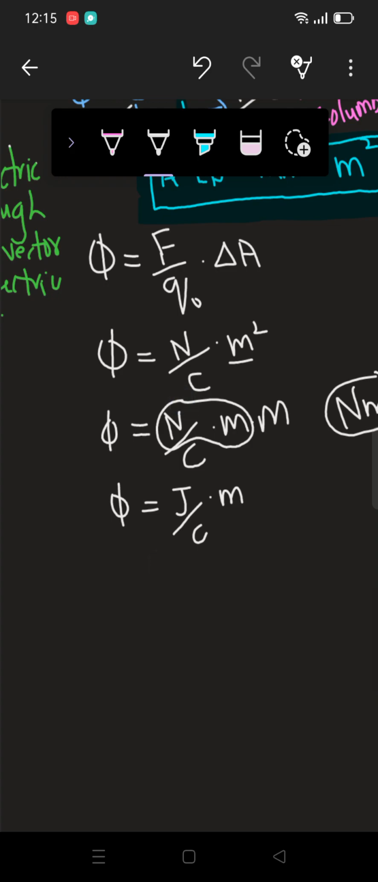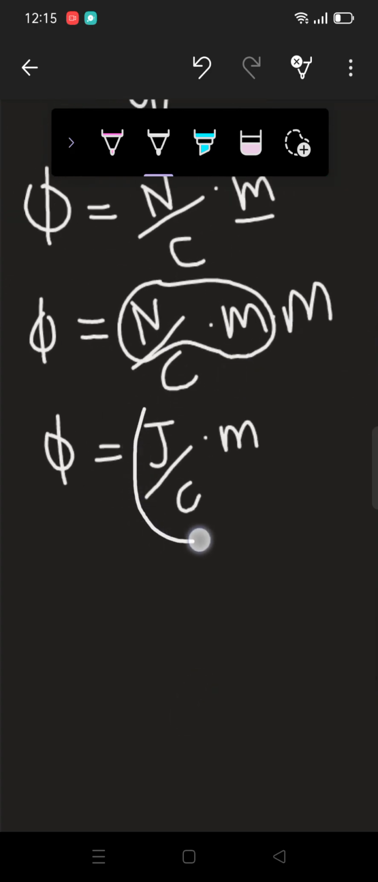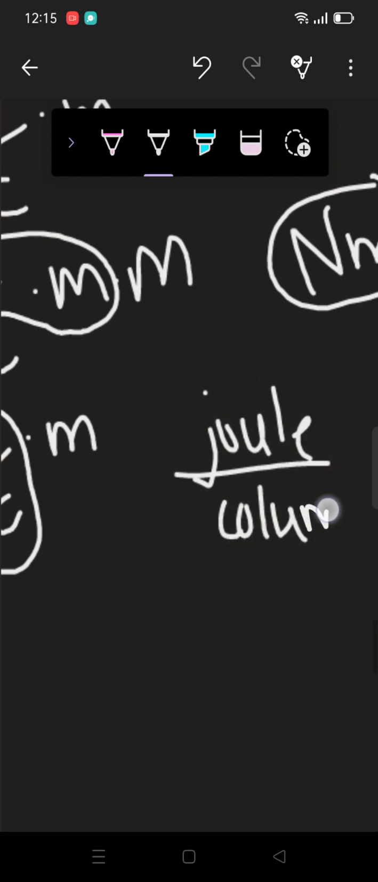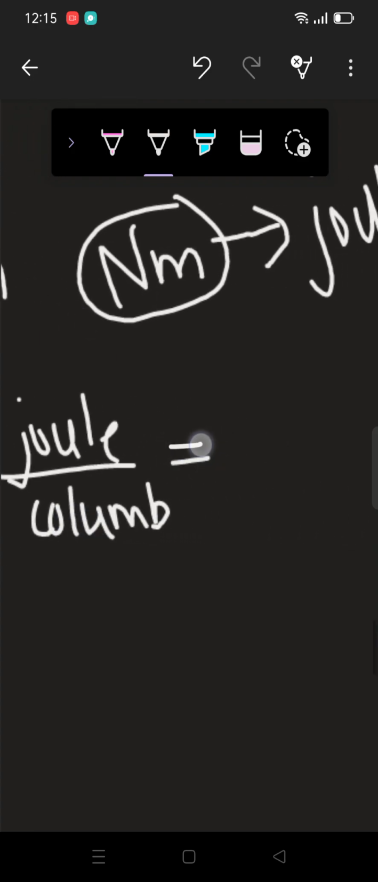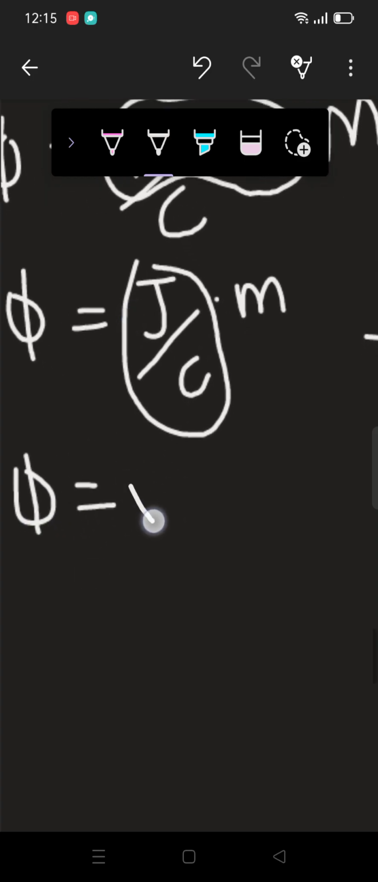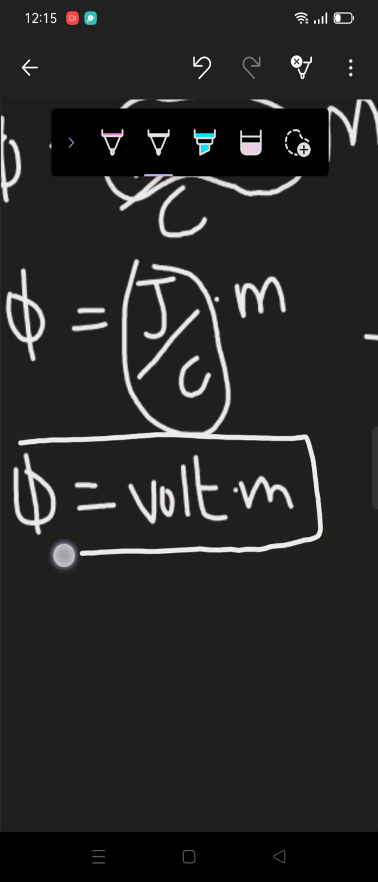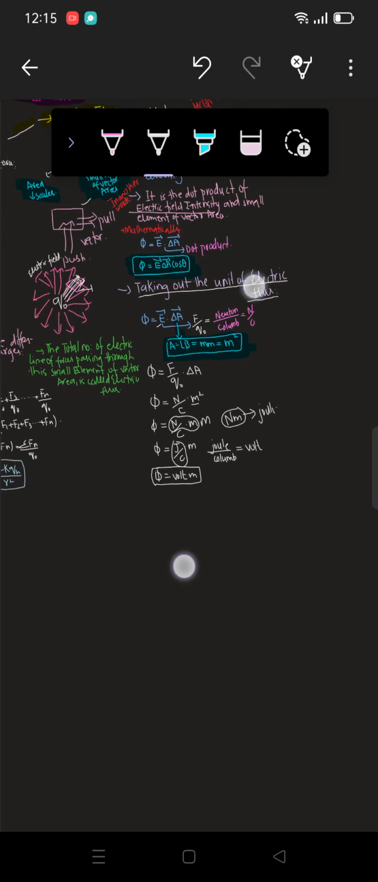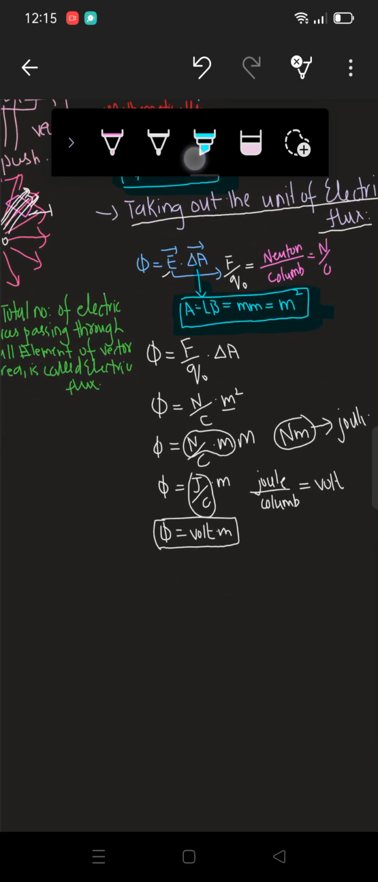Now we know that joule per Coulomb is equal to volt. So instead of writing joule per Coulomb, I can write volt and the same meter. So the unit of electric flux is volt into meter. Let me highlight this now.